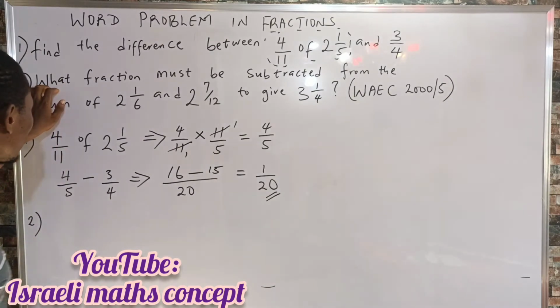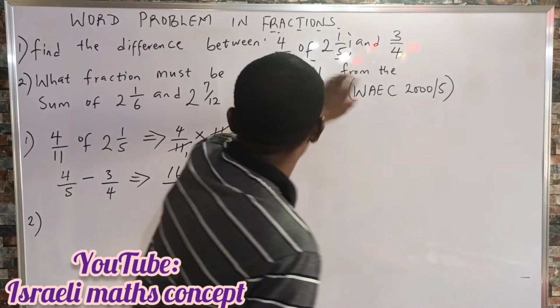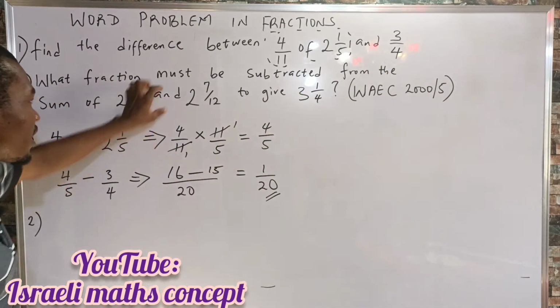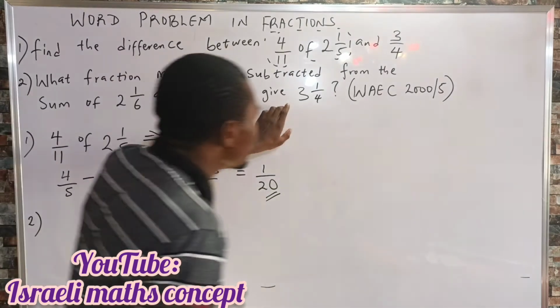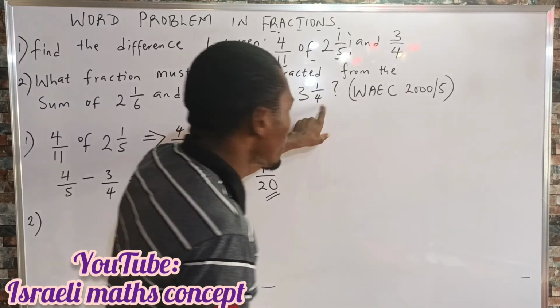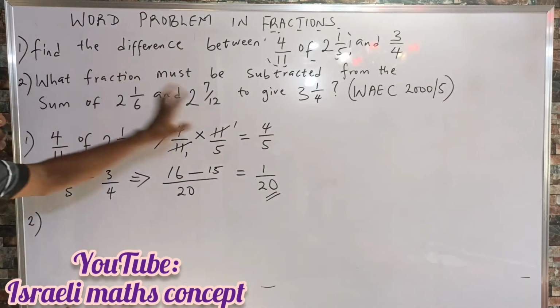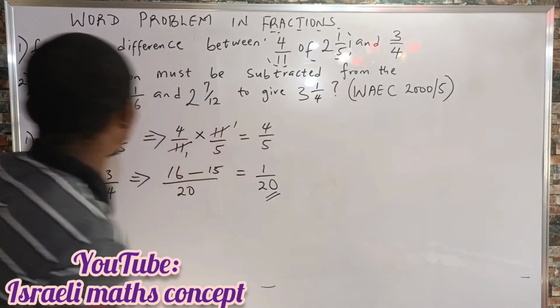The question says, what fraction must be subtracted from the sum of 2 whole number 1 over 6 and 2 whole number 7 over 12 to give 3 whole number 1 over 4? So let's begin with the interpretation of this question. They say what fraction must be subtracted from the sum.